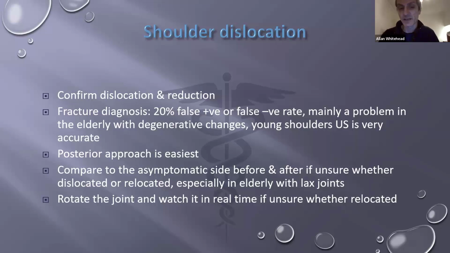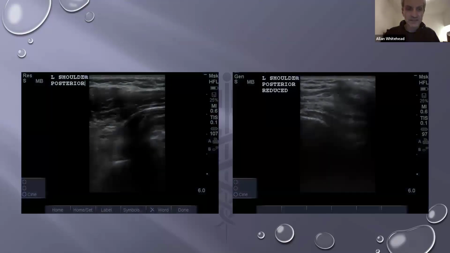That's the advantage of ultrasound, is you can see things in real time. So you could also rotate the upper limb and watch it articulate and move in the glenoid fossa, or hope that it's moving and articulating with the glenoid fossa well, which can reassure you sometimes if you're not quite sure whether it's slightly out. So I'm going to show you some cases now.